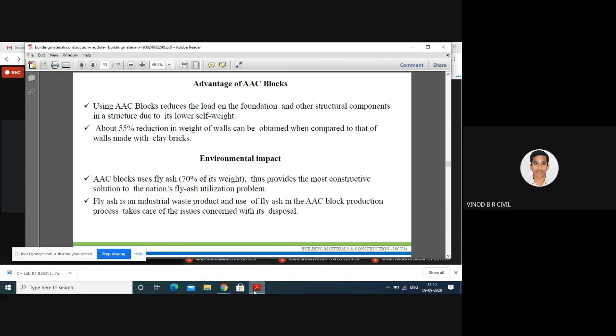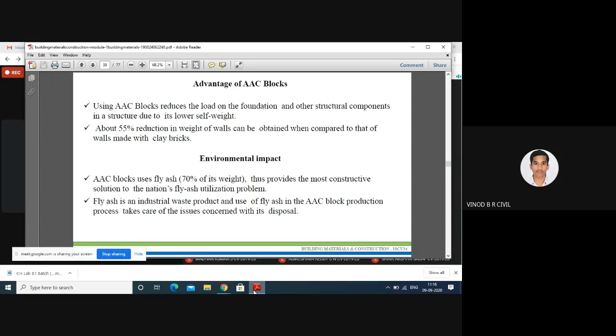What are the advantages of AAC blocks? Using AAC blocks reduces the load on the foundation and other structural components in a structure due to the lower self weight. Obviously, we are using a different kind of material. Suppose if you use stone or solid blocks, obviously the weight is reflected on the foundation and other structural components because of its dead weight. When we are using the aerated concrete block, that self weight is very low, meaning we can't expect more load on the foundation and structural components.